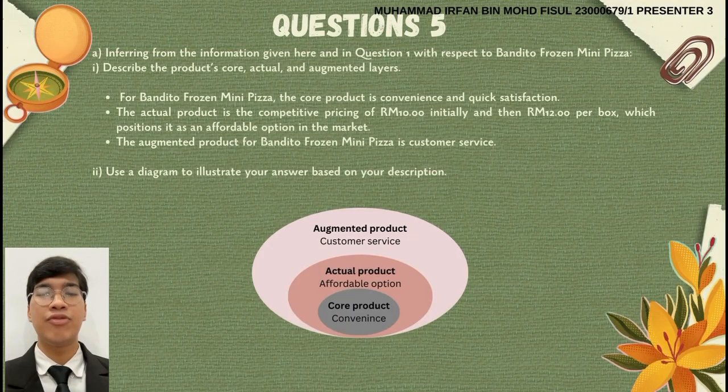Next is question 5a1. Referring from the information given here and in question 1 with respect to Bandito frozen mini pizza, describe the core, actual and augmented product layers. For Bandito frozen mini pizza, the core product is the convenience and quick satisfaction of hunger, providing an easy to prepare tasty meal option to individuals. The actual product is the competitive pricing of 10 ringgit initially and then 12 ringgit per box, which positions it as an affordable option in the market.